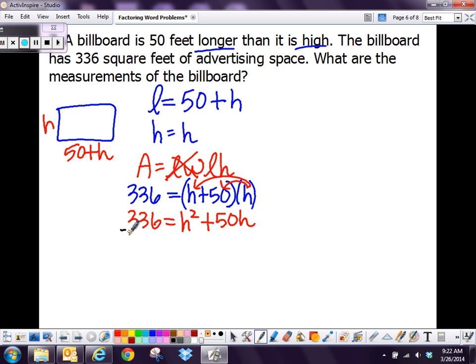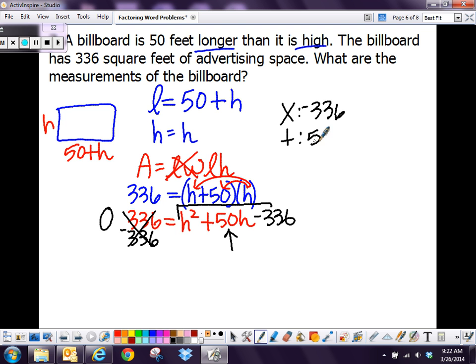Okay, I need to move my 336 over to the other side, so I'm going to subtract it. That leaves me with 0 over there now. I'm actually going to stop here. But you would go ahead and multiply your a and c, adds up to b. So multiplies to be negative 336, adds to be 50. But I'm just going to stop there because you can set the rest of that up on your own.